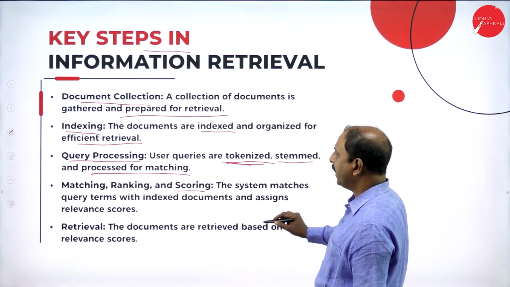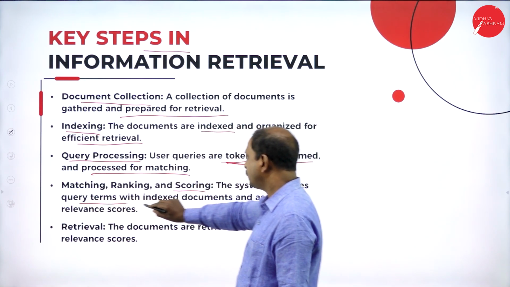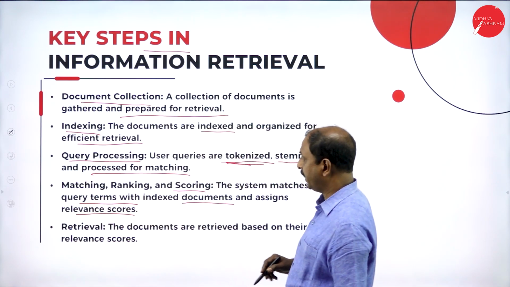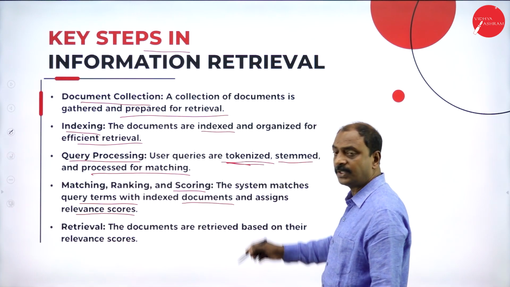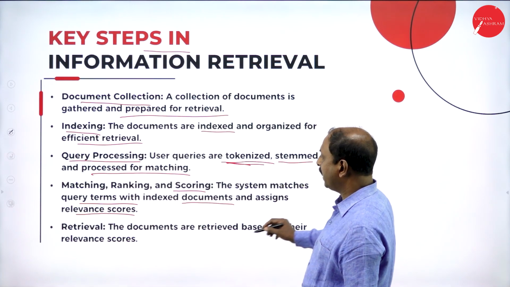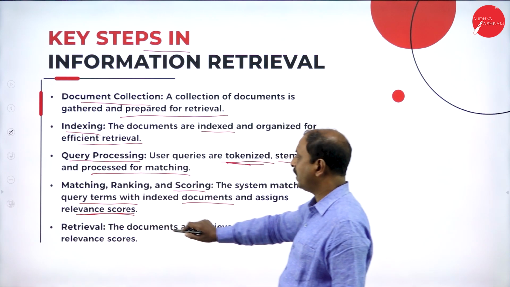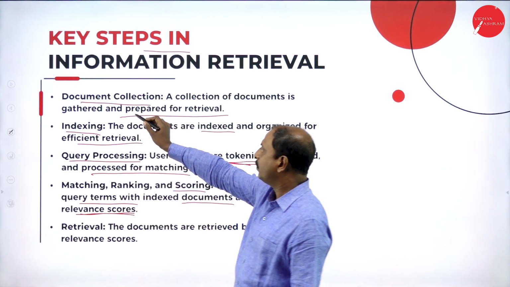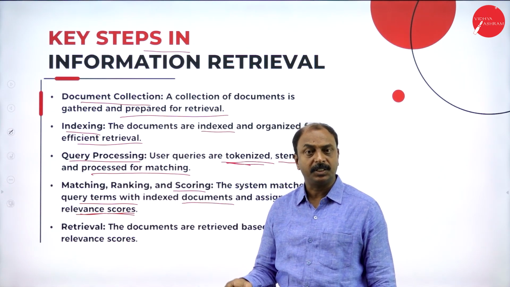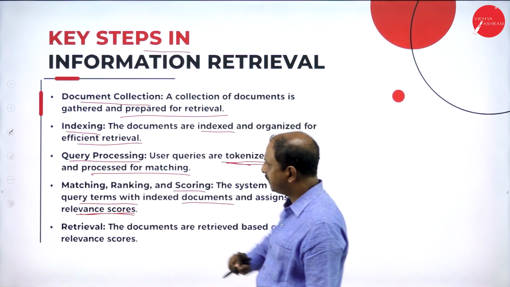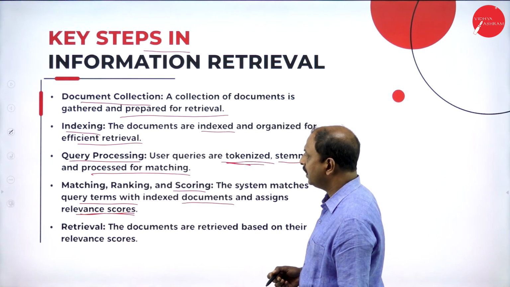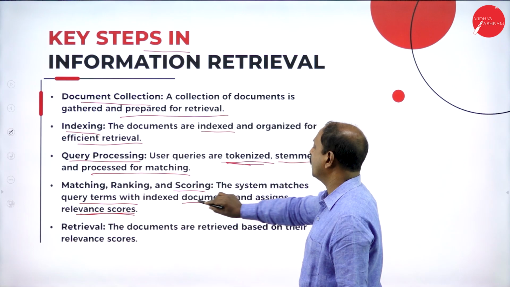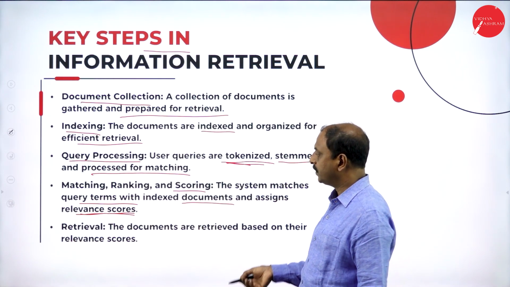Here the system matches the query terms with the indexed documents and assigns a relevance score for that. So any information we get from the system will be assigned a relevance score for each and every document. As we have seen, the document will be available in the database or in a system. It will be indexed for easy access or retrieval, and it is going to match the particular phrase or a word we are looking for from the system.